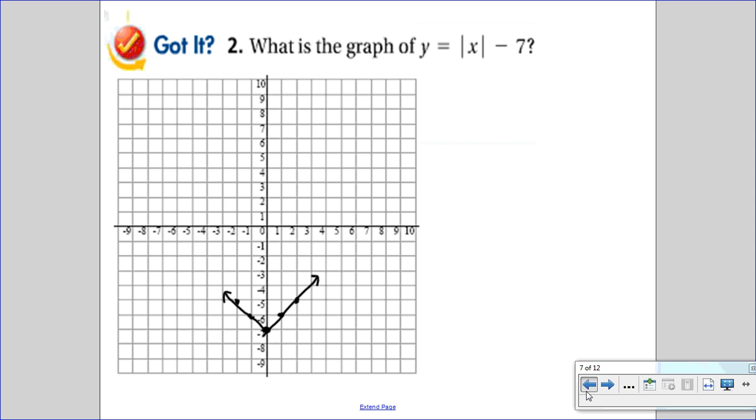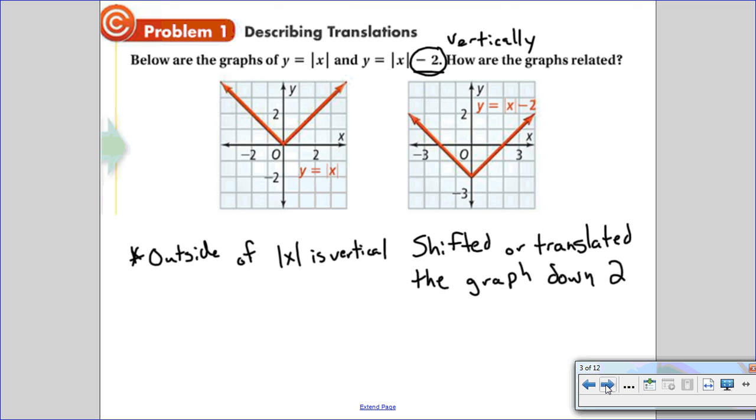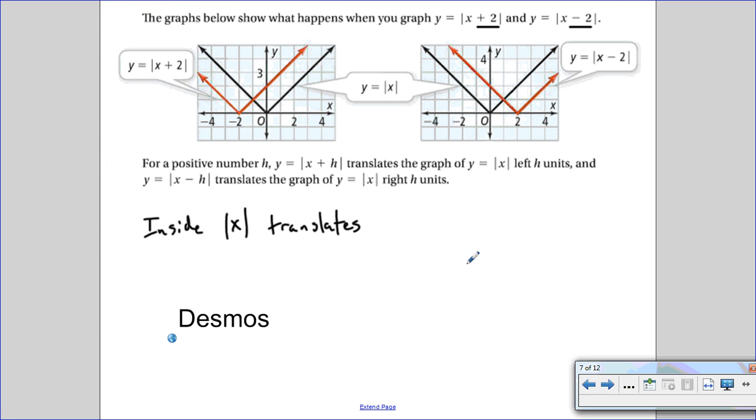Let me see what I said on the last slide, just so I word it the same. Outside is vertical. Inside translates horizontal. Now the only difference here is that it's the opposite. So when it's the inside, if it's plus 2, it actually means move it to the left to negative 2. If it's minus 2, it means move it to the right 2. And the reason is it's supposed to be in this form.